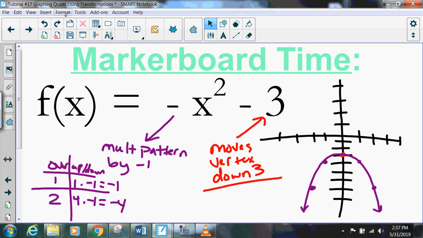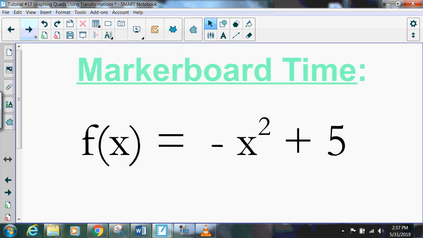Okay, so hopefully your marker board graph looks like my marker board graph. And if it doesn't, please get help from either me or one of your peers. All right, I'm going to let us skip the next marker board one. If you want to do that and double check with me, you can.